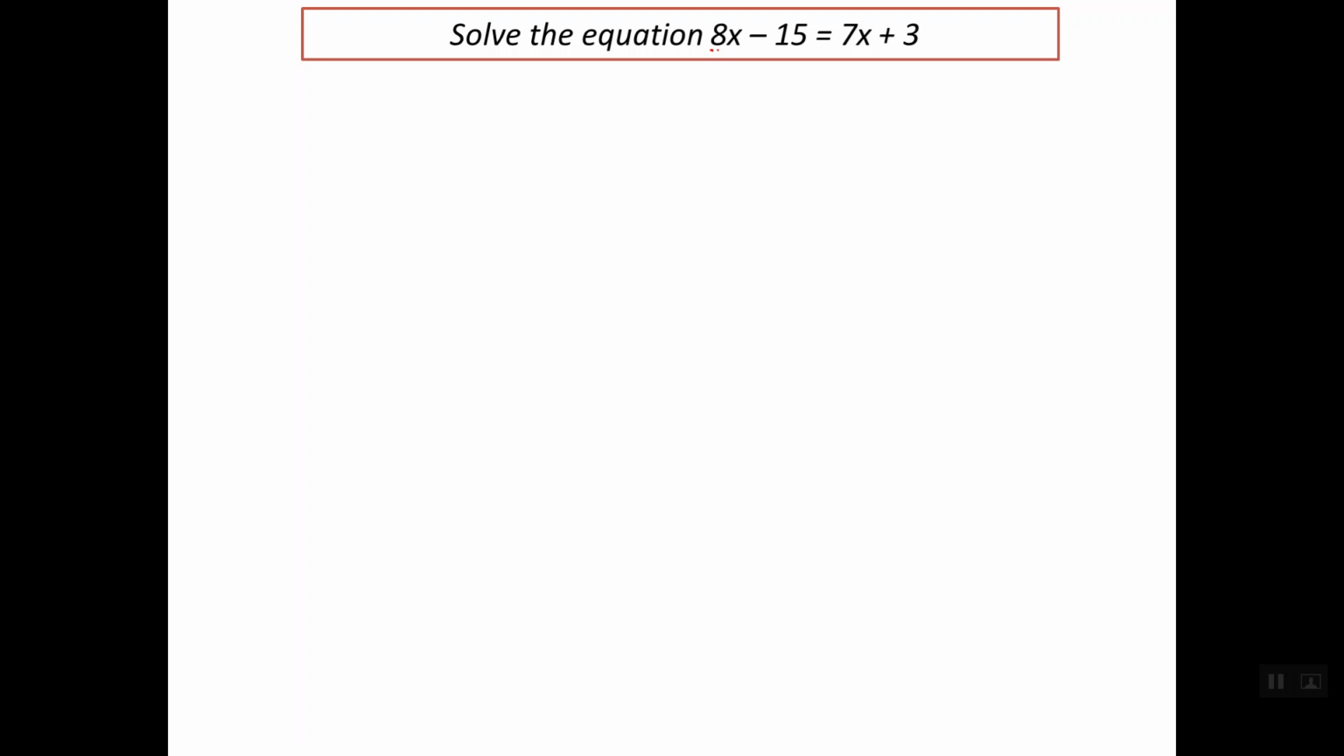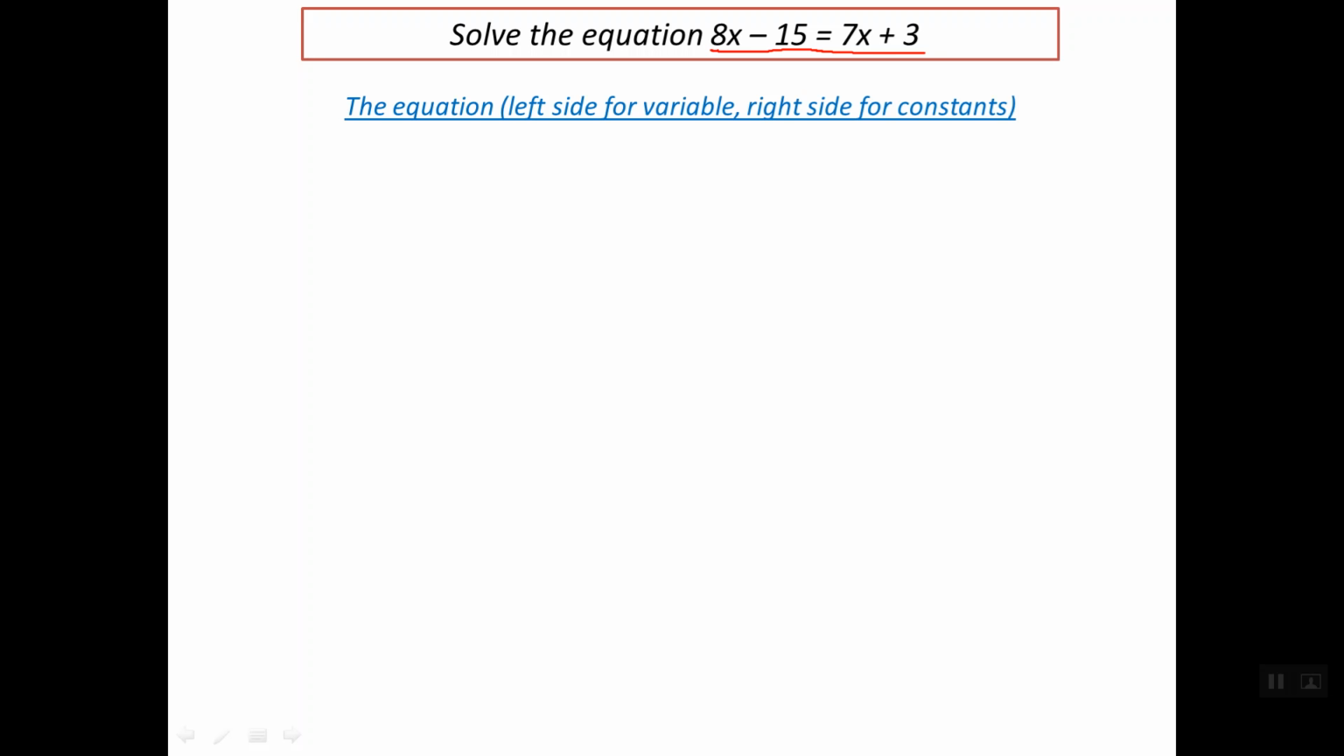This linear equation has, on the left side, 8x minus 15 equal to 7x plus 3. See that the variables are on both the left side and the right side, and the constants also exist on the left side and right side of the equation. So the first step in order to solve this linear equation is to cancel one of these variable terms. First we check for the highest value of the variable. So 8x is greater than 7x.